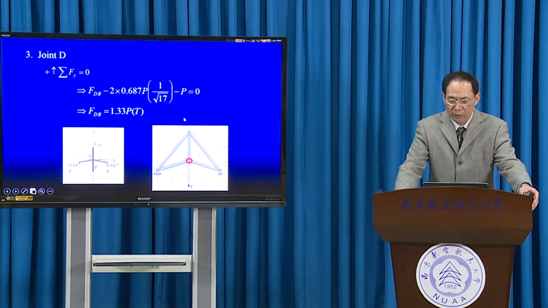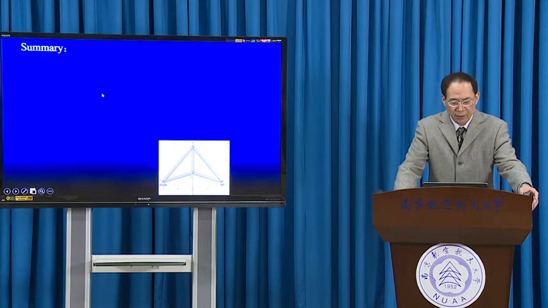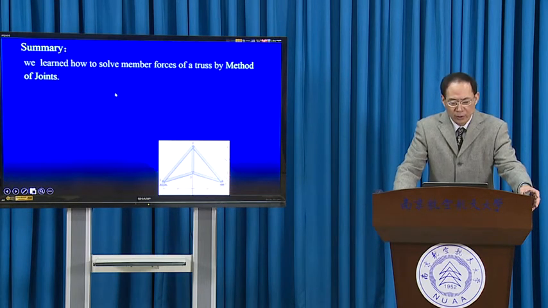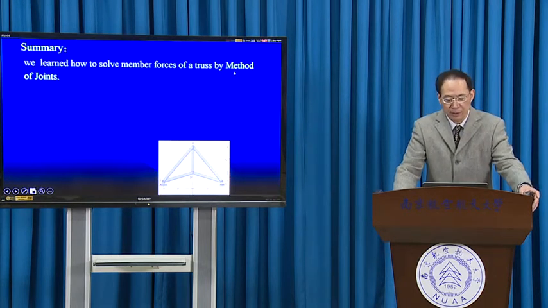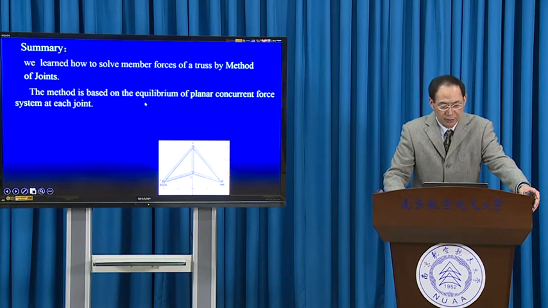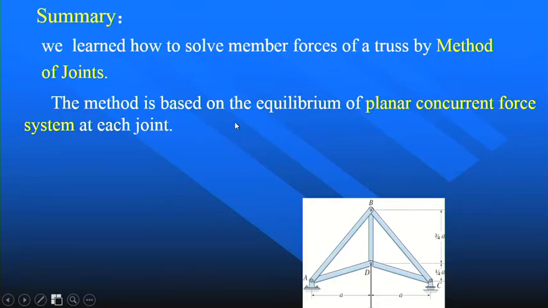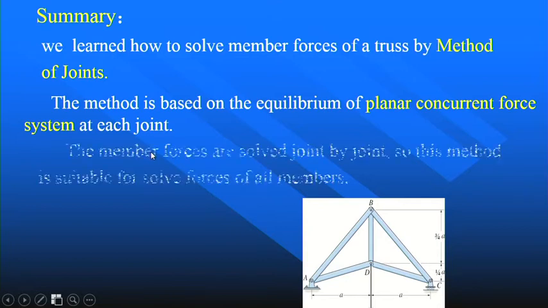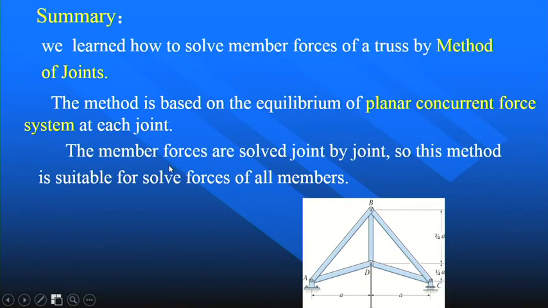That's all for this class. Now let's have a summary. We learned how to solve member forces of truss by the method of joints. The method is based on the equilibrium of planar concurrent force system at each joint. The member forces are solved joint by joint, so this method is suitable for solving forces of all members.